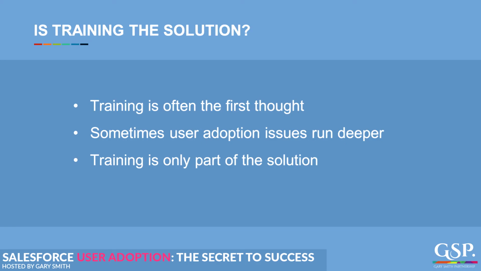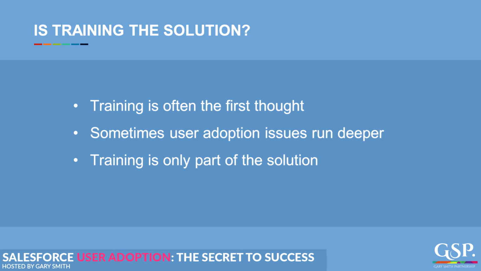Now, many companies do come to us with user adoption challenges, and often the starting point for those conversations is training. We need to do some training because we've got a user adoption issue. Undoubtedly, training is often part of the process of driving up user adoption, of achieving full user adoption. But very often the adoption issues go much deeper than that. It's often a multifaceted issue in which training is only part of the solution. There are other issues driving user adoption.